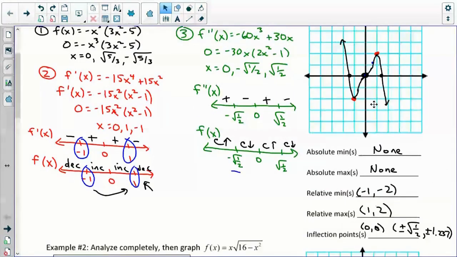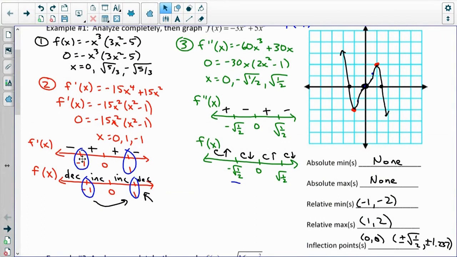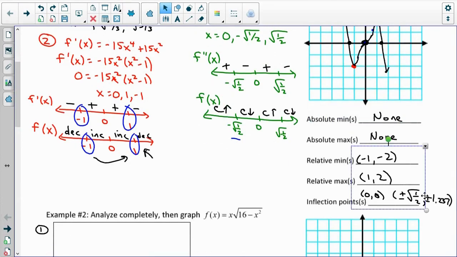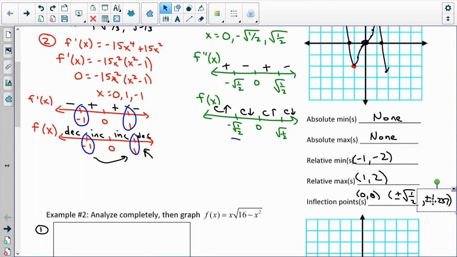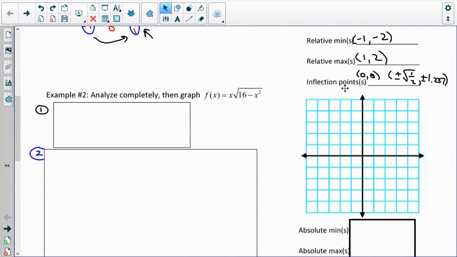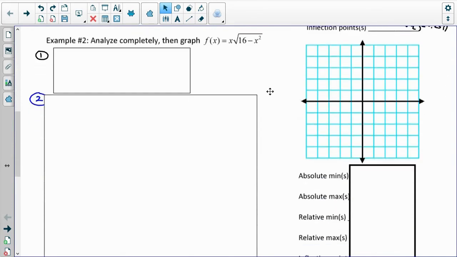The relative min is at -1, -2, which I saw since I had a critical point that had a sign change at -1. And then the relative max happened at +1. There was a sign change there. And then I had some inflection points as well at 0, 0, and at plus or minus √1/2. And then I found the y values of those on the calculator. So I kind of cheated on that. But that would be where the inflection points are.